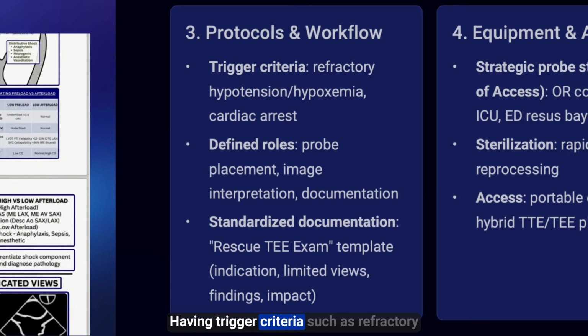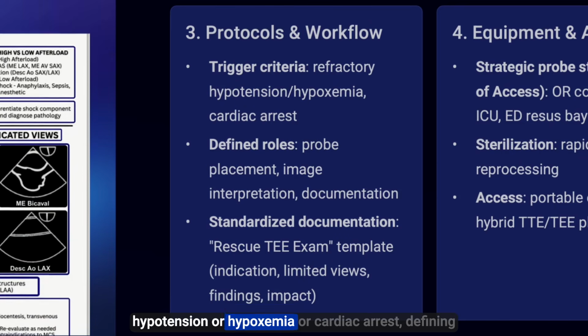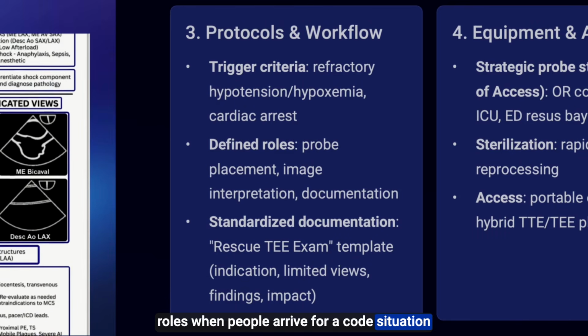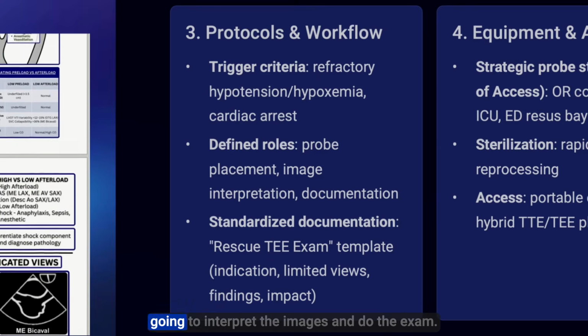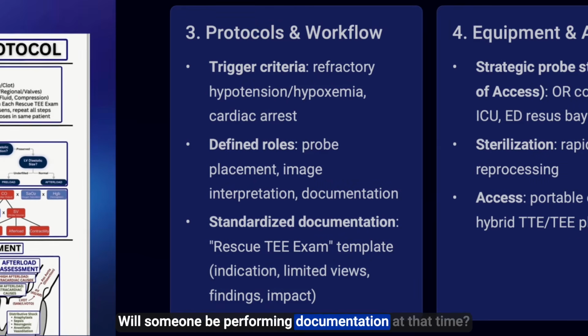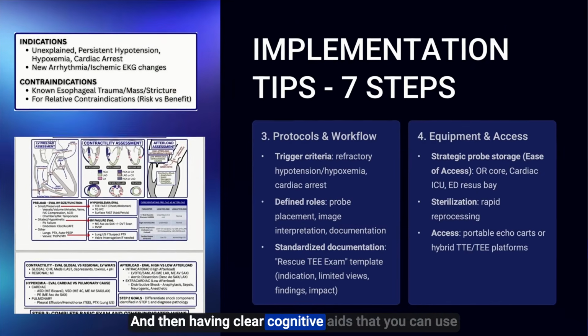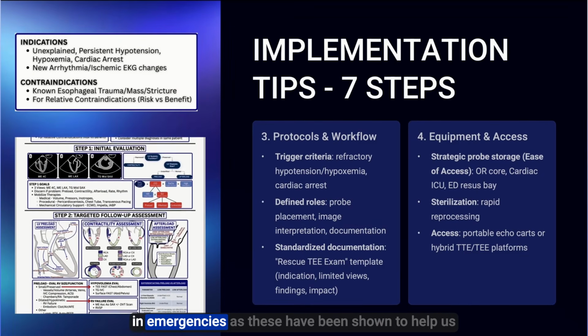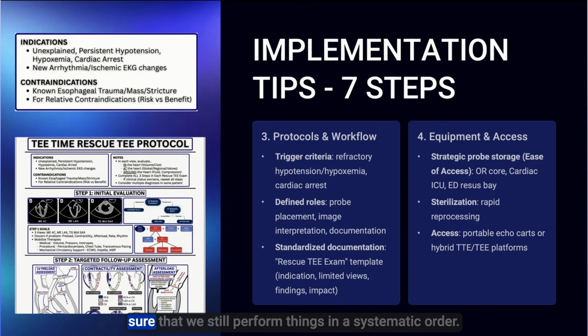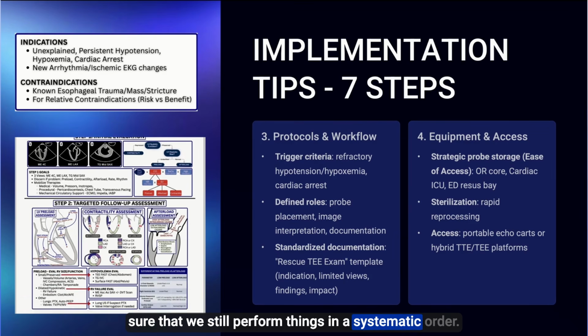Having trigger criteria such as refractory hypotension or hypoxemia or cardiac arrest. Defining roles when people arrive for a code situation, such as who's going to place the probe, who's going to interpret the images and do the exam. Will someone be performing documentation at that time? And then having clear cognitive aids that you can use in emergencies, as these have been shown to help us in things that we forget in stressful situations to make sure that we still perform things in a systematic order.